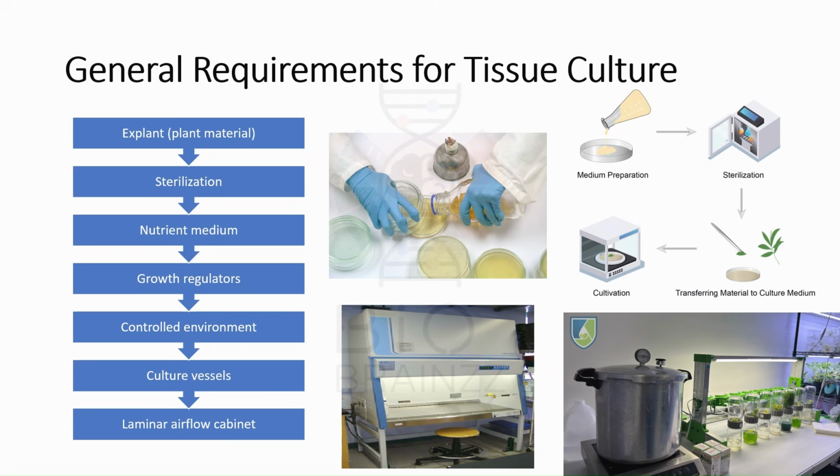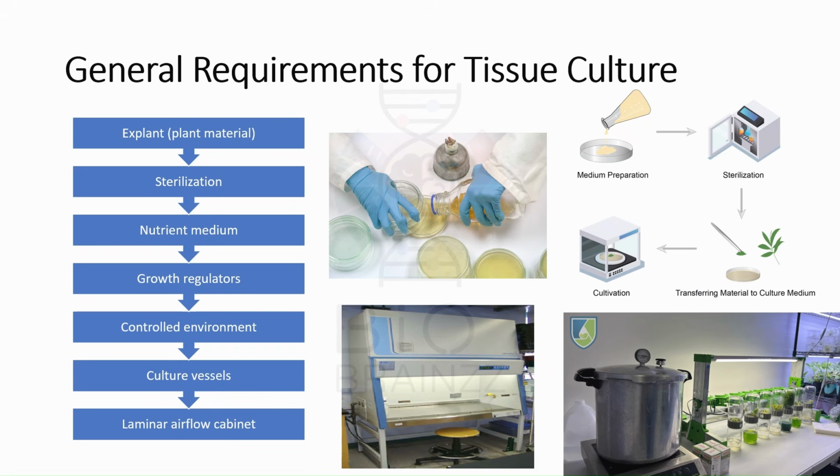Next is sterilization, because contamination by bacteria or fungi is the most serious problem in tissue culture. Surface sterilants such as sodium hypochlorite or mercuric chloride are commonly used. A nutrient medium such as Murashige and Skoog medium supplies inorganic salts, carbon source, vitamins, and amino acids. Growth regulators, mainly auxins and cytokinins, control callus formation, root induction, and shoot regeneration.